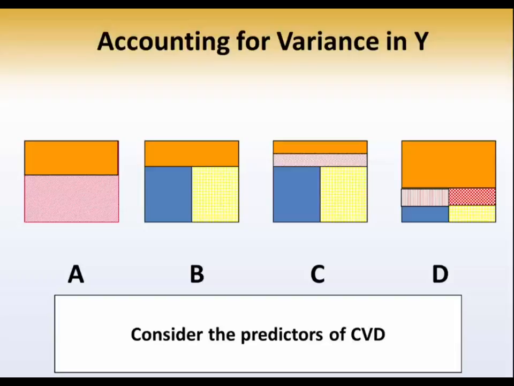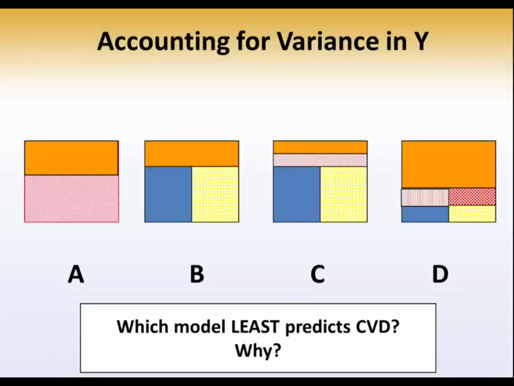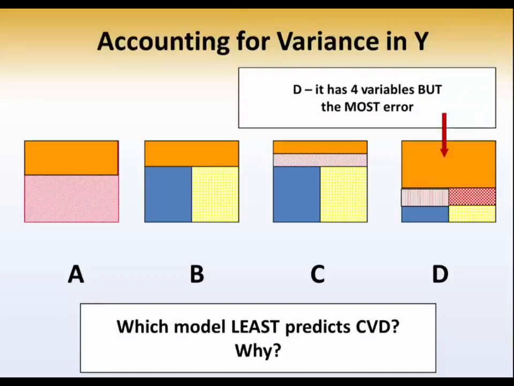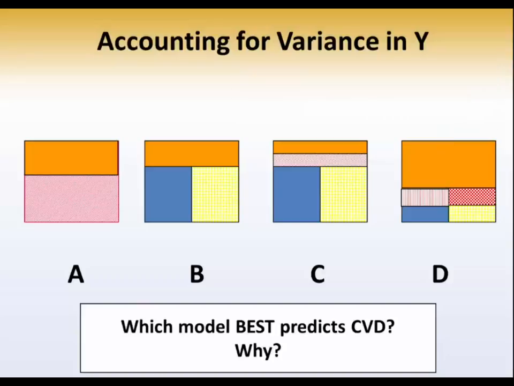Let's answer a few questions to illustrate how multiple regression is used. Which model least predicts cardiovascular disease and why? D, it has four variables, but most of them are unrelated to cardiovascular disease. There's more error in D than in the other three models.